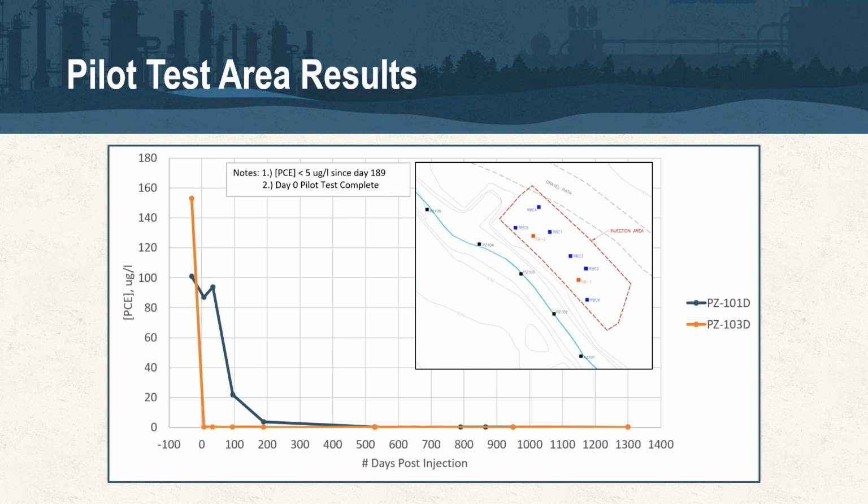And here's data for this site that I have to date. The monitoring points for this site are stream bed piezometers. So PZ103 and PZ101 are the two wells that were monitored long term. As you can see, once we got to about 189 days into the project, we've been below 5 ppb and have met the objectives.